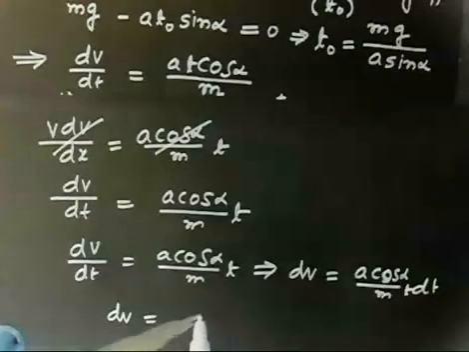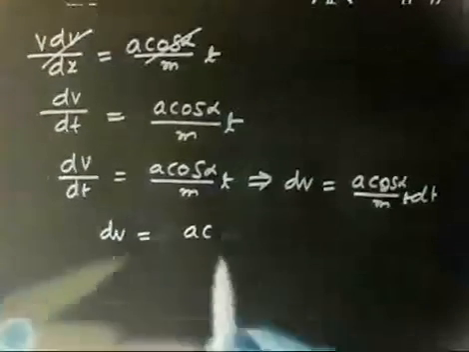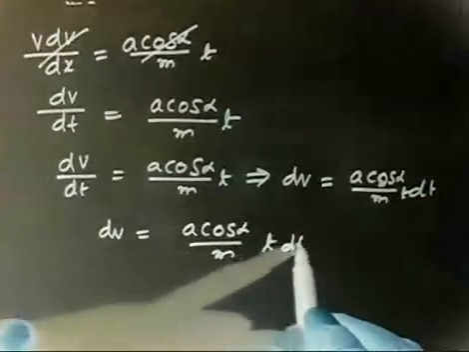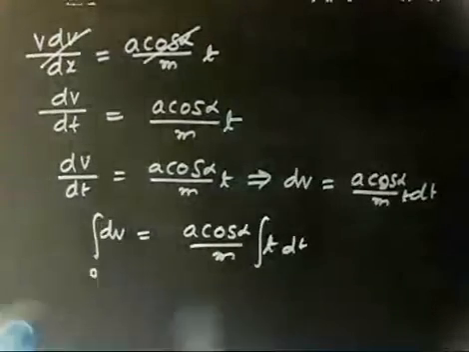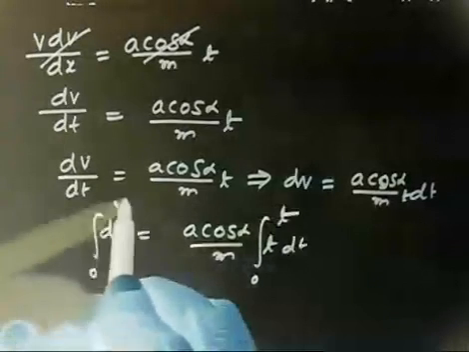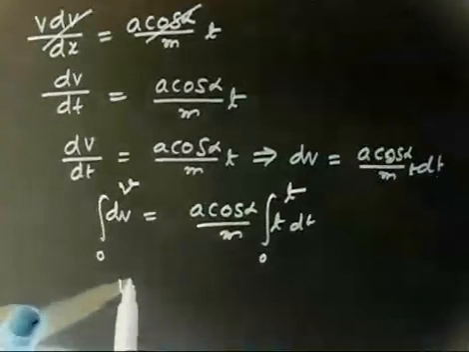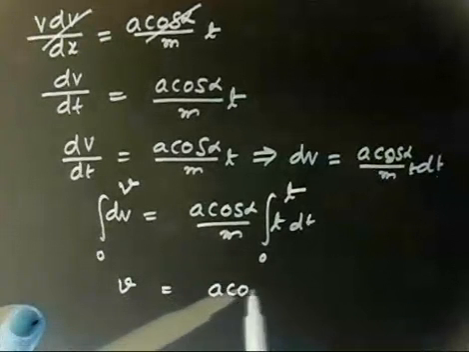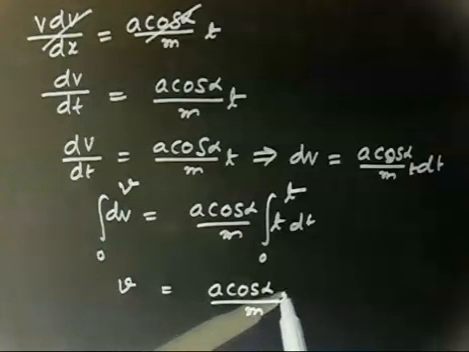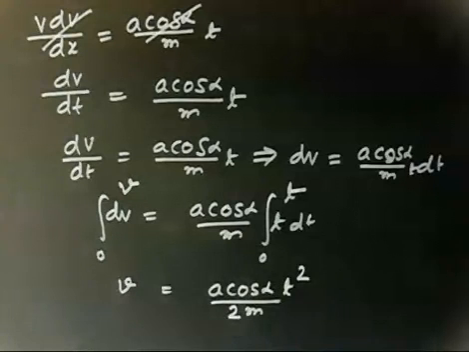So dv is equal to a cos alpha by m t dt. Now let us integrate. At t equals 0, velocity is 0. Let us say t equals t, velocity is v. So I have v is equal to a cos alpha by m and t square by 2. So this is simply t square by 2.